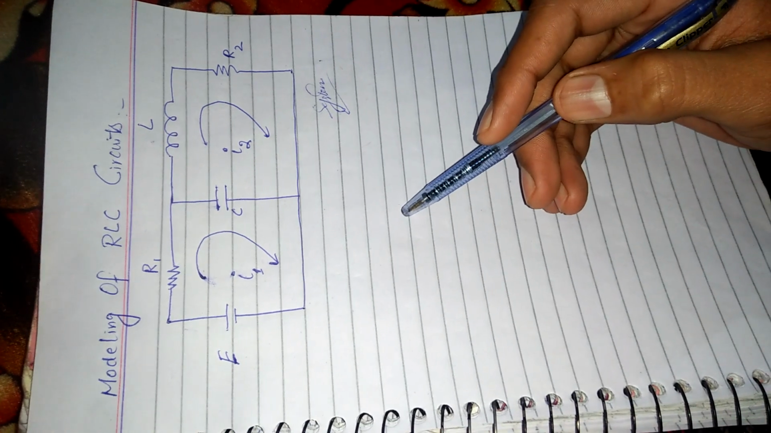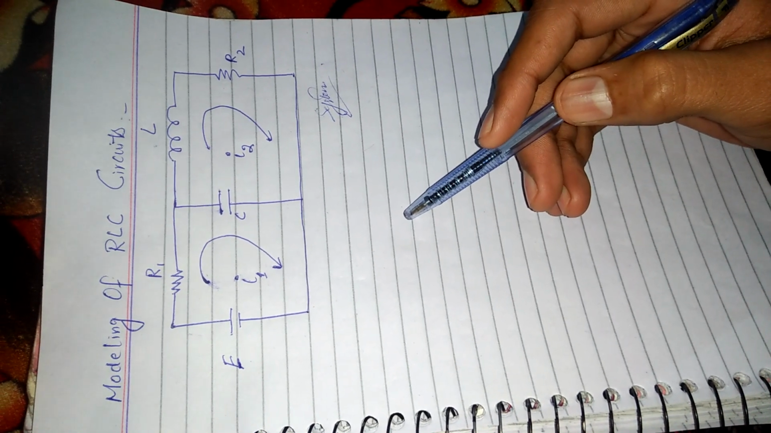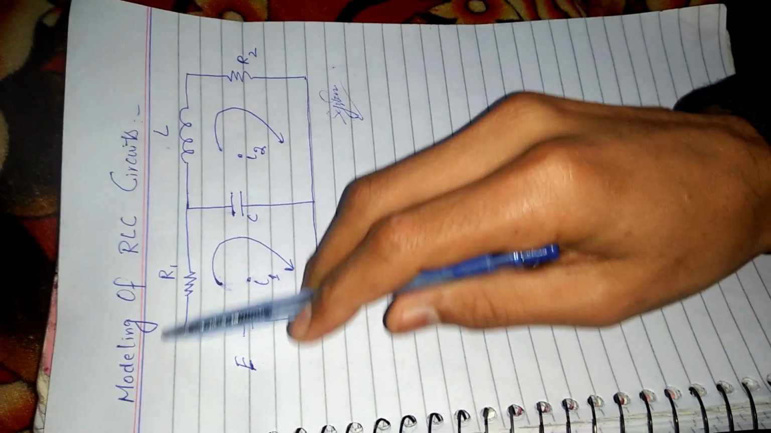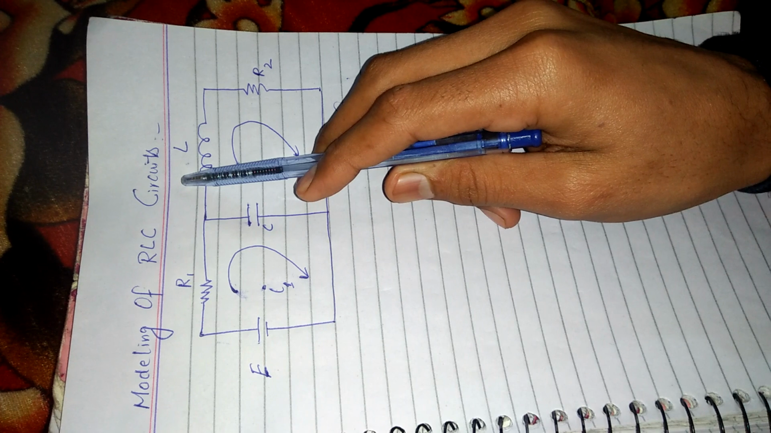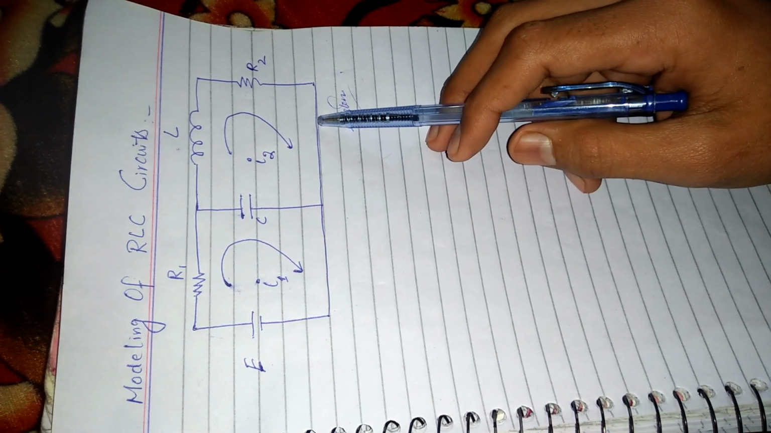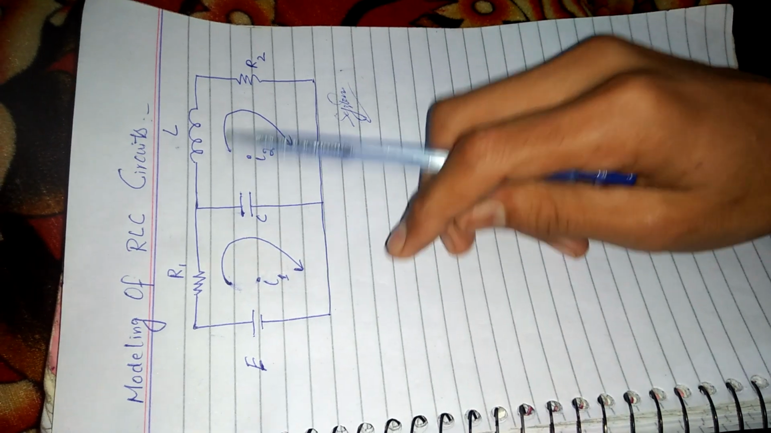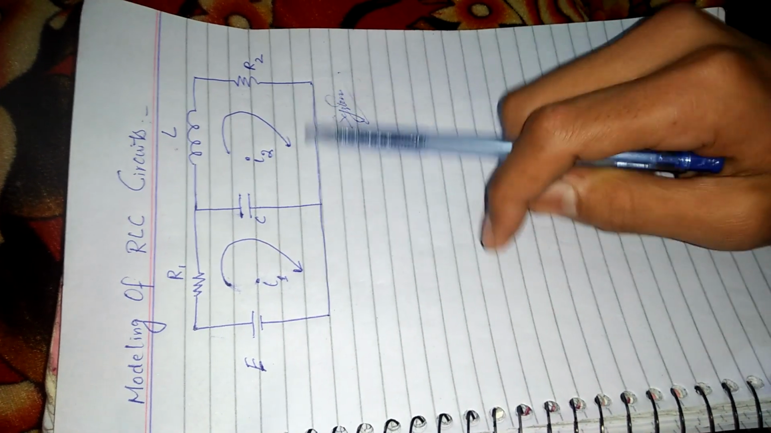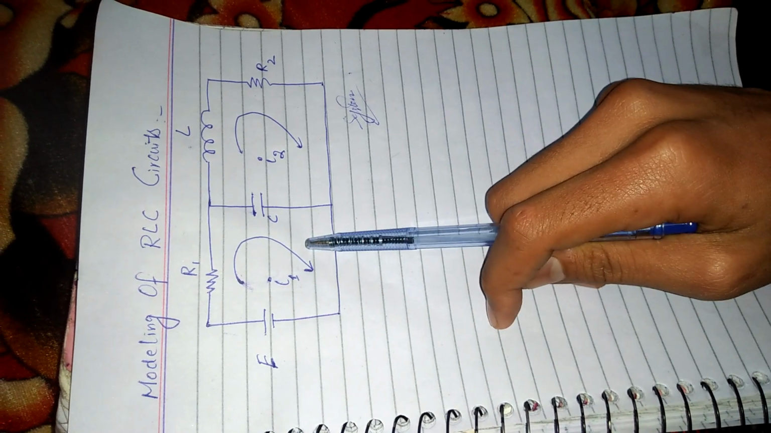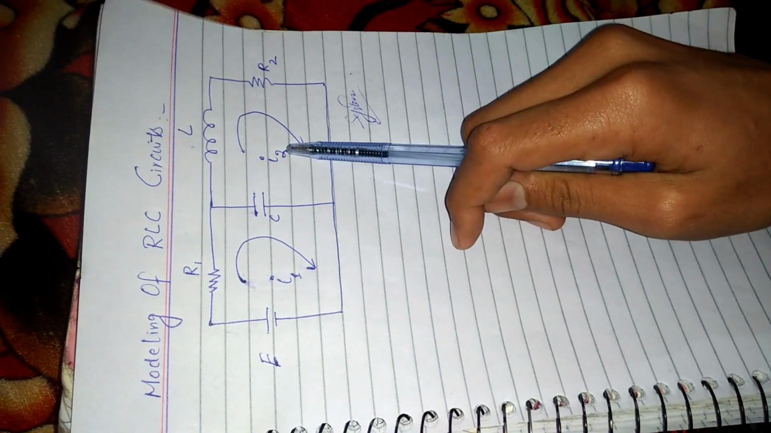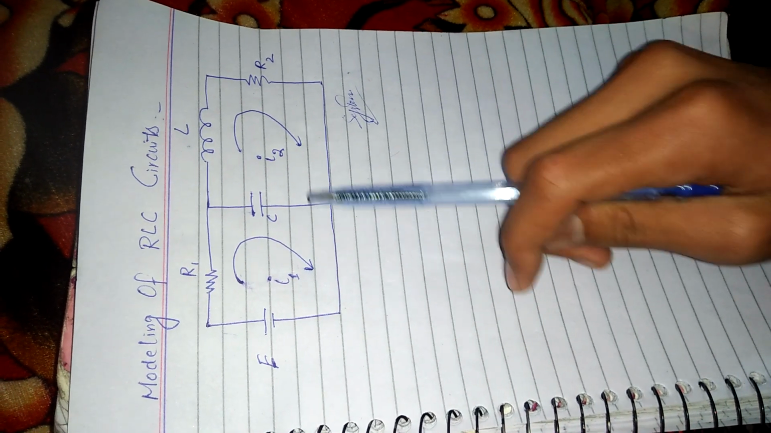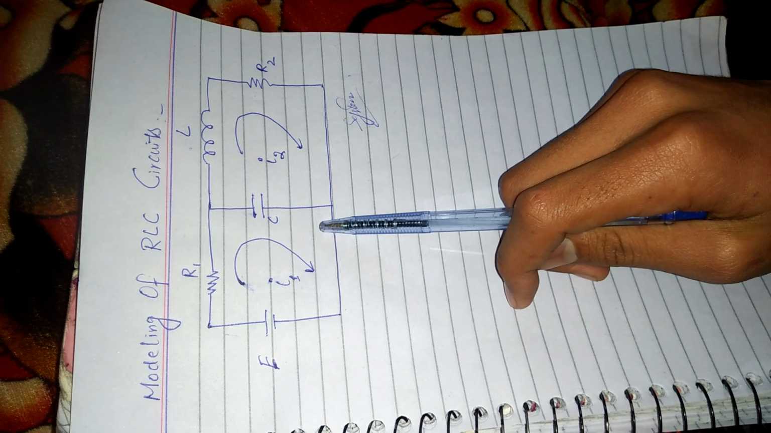Here we are going to model an RLC circuit. You can see in front of you an RLC circuit, the modeling of which we are going to discuss. Here you can see the circuit with the two loops, where the current I1 is flowing through loop 1 and I2 through loop 2. We can use two types of analysis to solve this circuit.